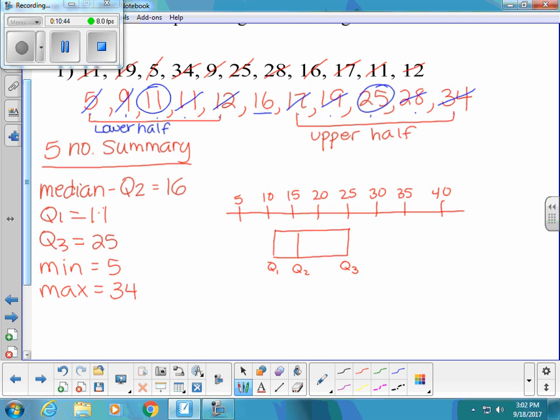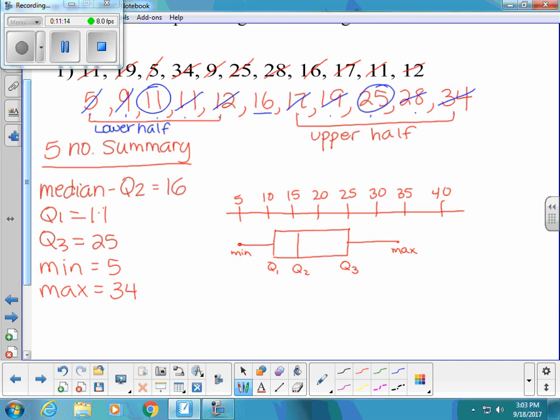And then the whiskers go out to the minimum and maximum. So I'm going to have a line go out to 5 and a line go out to 34, so that'll be just before my 35 here. And that's how you make the plot. This is the minimum number and the maximum number. And that's it.